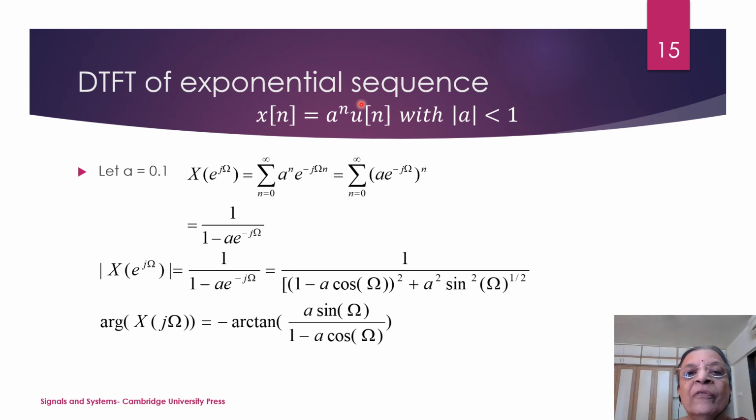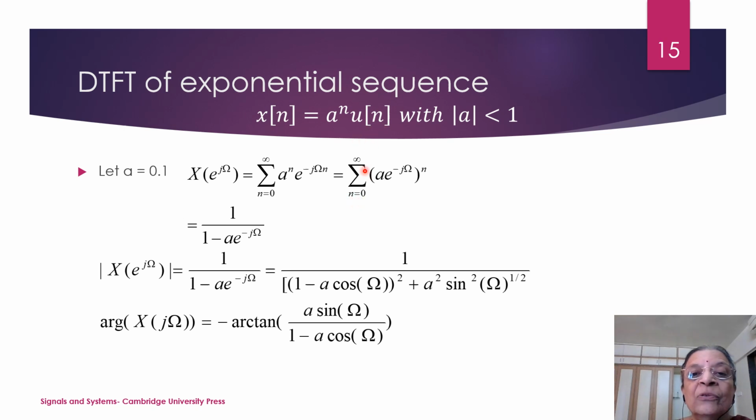Now, DTFT of an exponential sequence. Suppose I have a sequence x[n] equal to a raised to n times u[n], with magnitude of a less than 1. Let us consider a equal to 0.1, for example. Then X of e raised to j omega is the summation n varying from 0 to infinity of a raised to n times e raised to minus j omega n. Why 0 to infinity? Because it is multiplied by u[n].